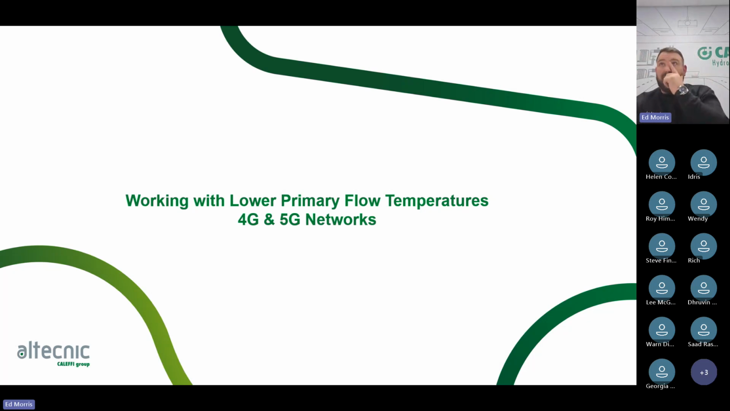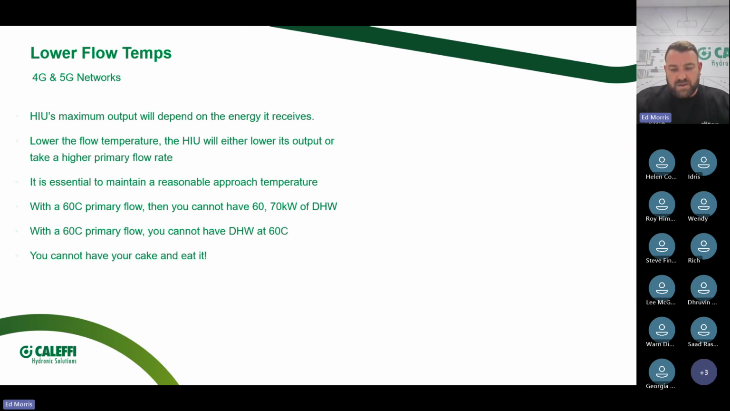So, working with lower primary flow temperatures, 4th generation and 5th generation networks. There's a lot of talk about this. I'm not going to spend a huge amount of time on it because I think it's probably something that needs its own time to dedicate to talk about. But we can look at what we're going to start to look at when we're working with lower temperature networks. The HIU's maximum output will depend on the energy it receives. The lower the flow temperature, the HIU will either lower its output or take higher primary flow rates.